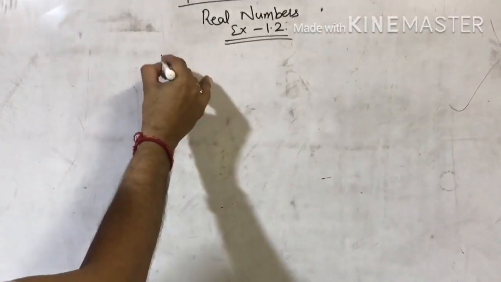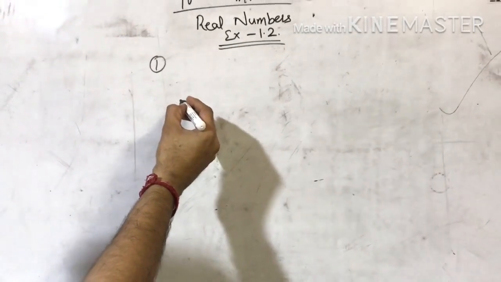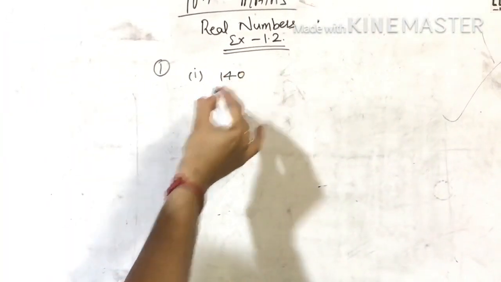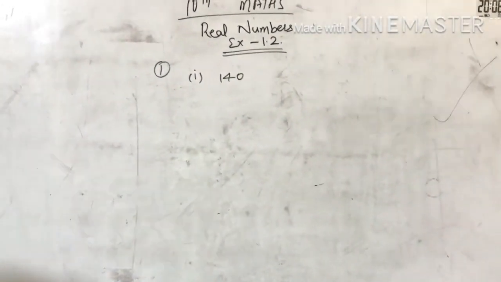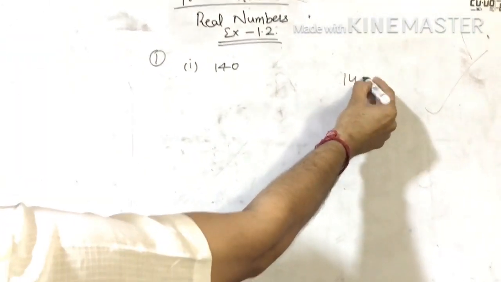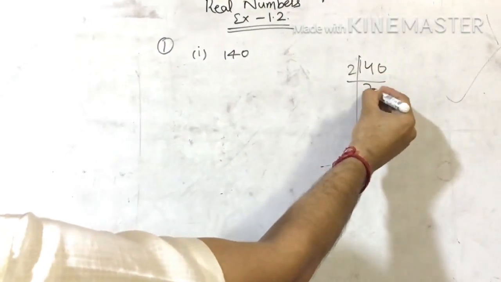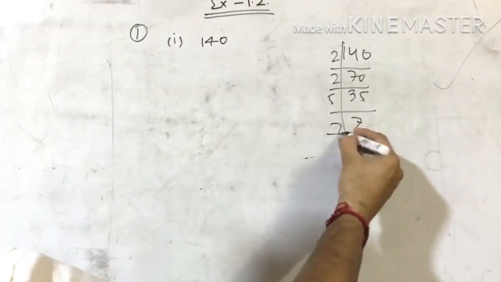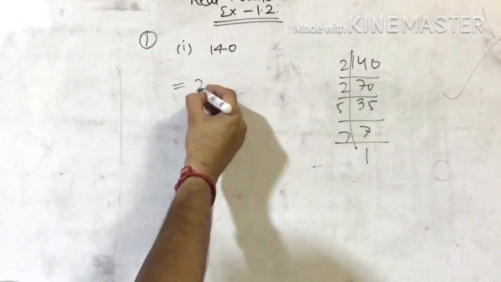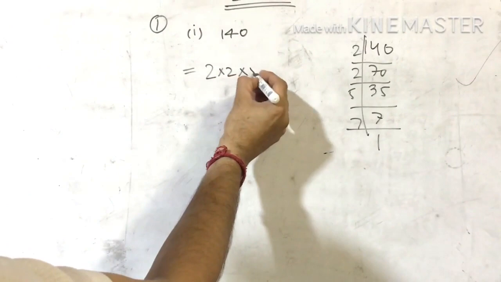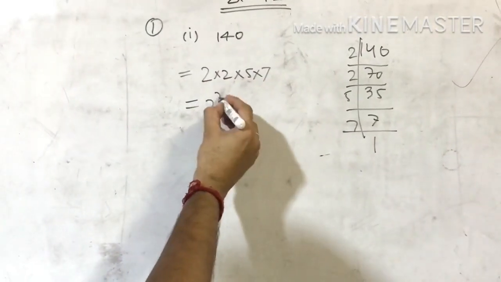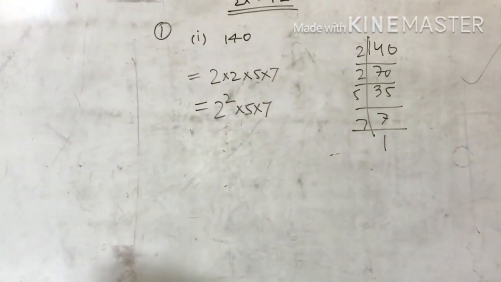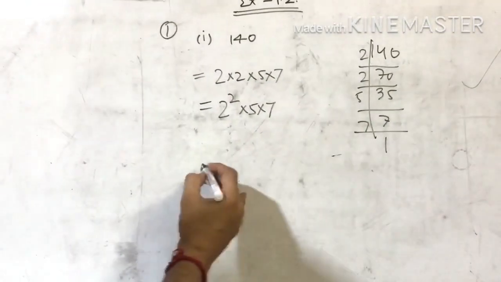Exercise 1.2, question number 1. It has got 5 parts. So the first part is, the number is 140, and they are saying express each number as a product of its prime factors. So you have to find the factorization of 140. You will get these factors. So it will be 2 into 2 into 5 into 7, or you can write 2 to the power 2 into 5 into 7. So this is the prime factorization of 140. Similarly, other questions you can also do.